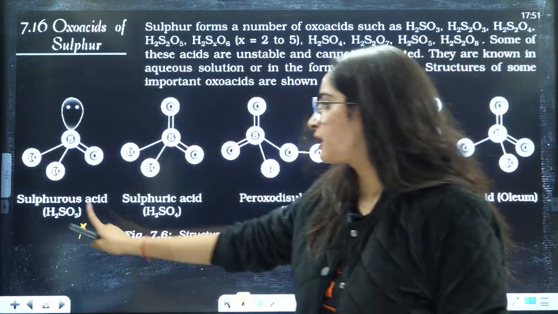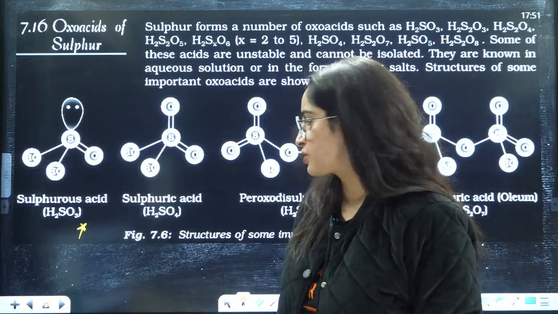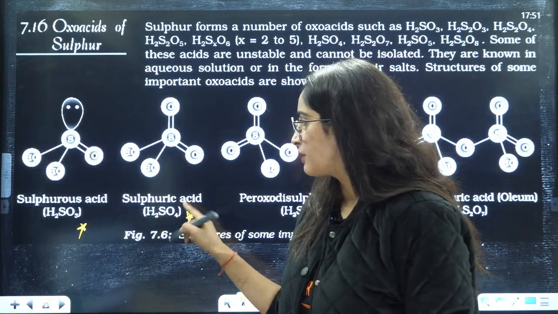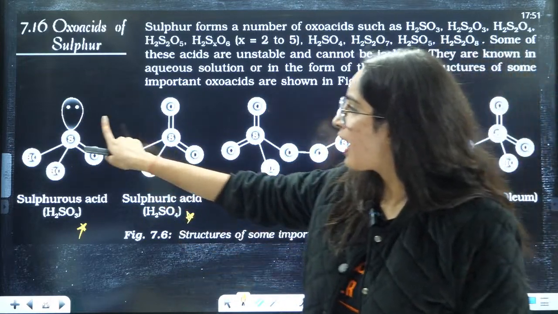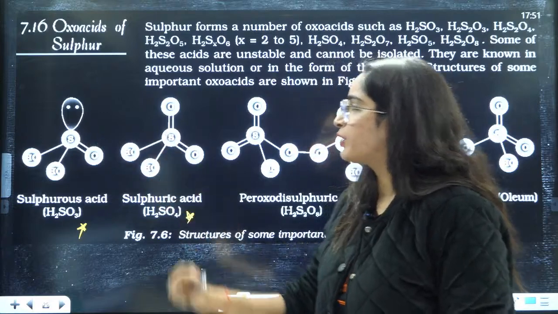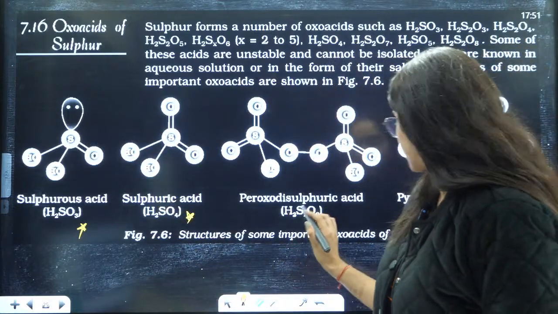H2SO3, the name is sulfurous acid. This is the structure. Then you have H2SO4, sulfuric acid. This is the structure, right? Here you had one lone pair. Here, instead of that lone pair, you have a double bond O.